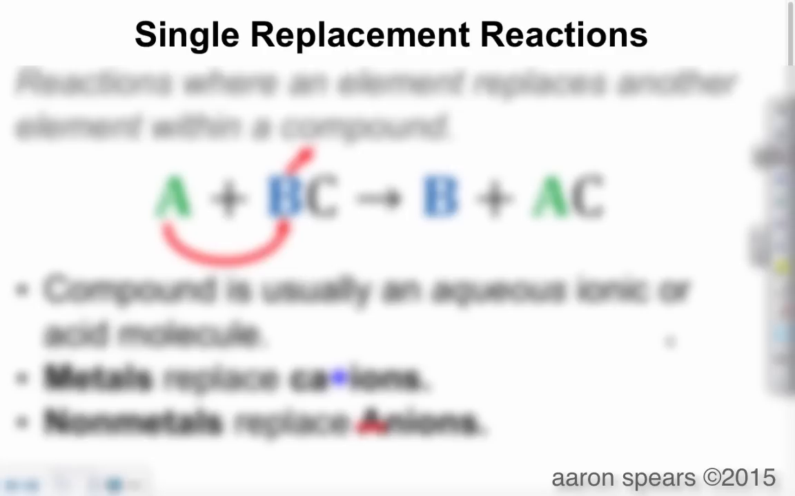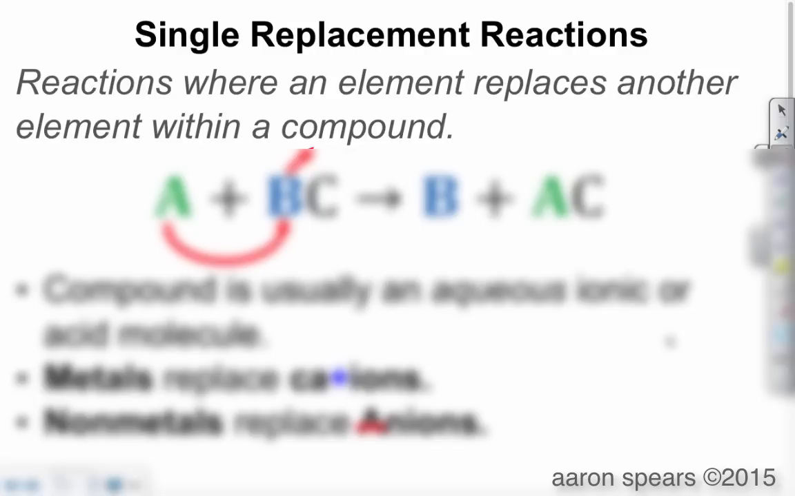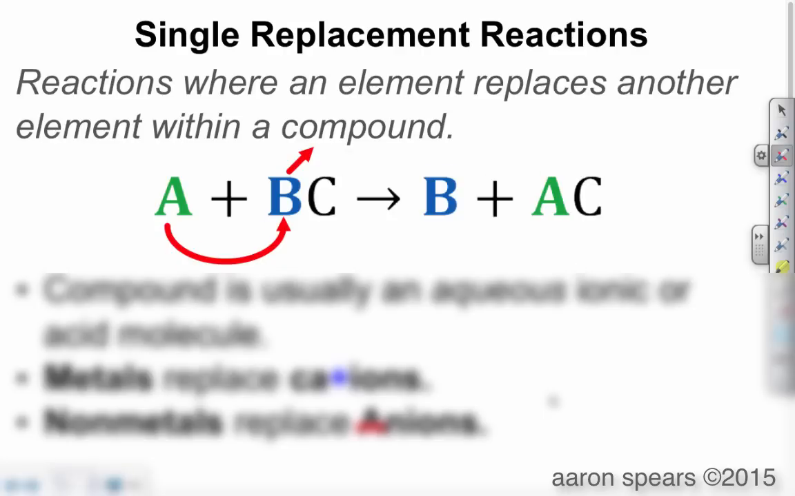In tonight's lesson, we're learning about single replacement reactions. You recall from a previous lesson about types of chemical reactions that single replacement reactions are reactions where an element replaces another element within a compound. We can see here in this generic equation that element A replaces element B in the compound BC. As a result, B is now an element by itself, and A has replaced it in the compound with C.